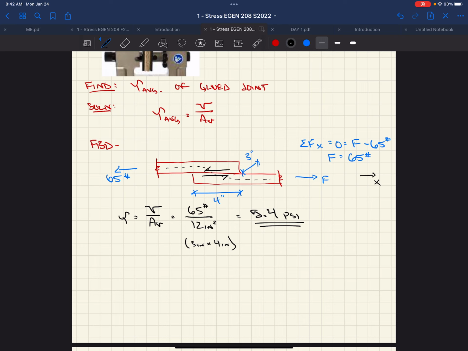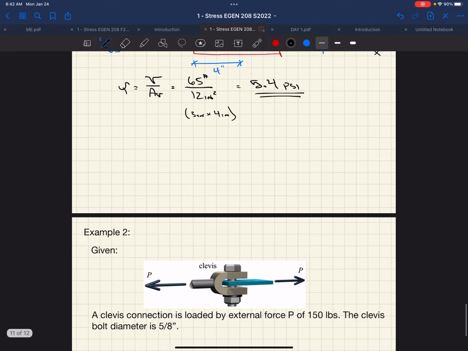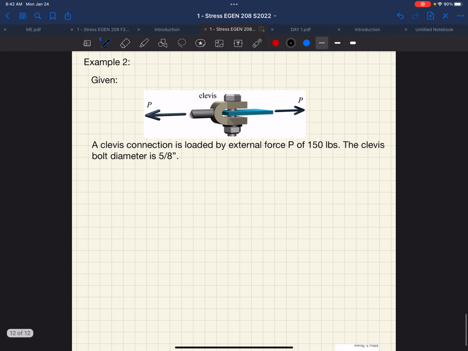Any questions on how we got there? Okay. We're going to go to another example. As I mentioned, bolts are a very common element that undergo shear stress and shear forces.